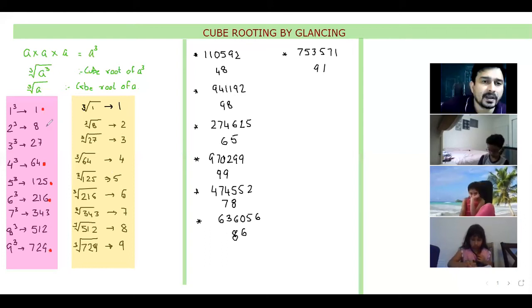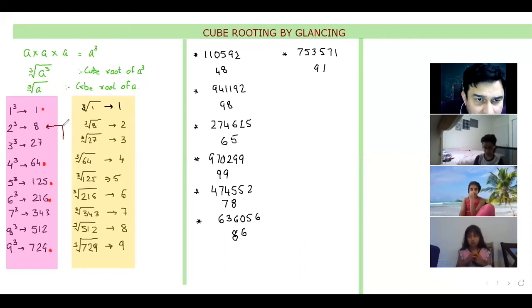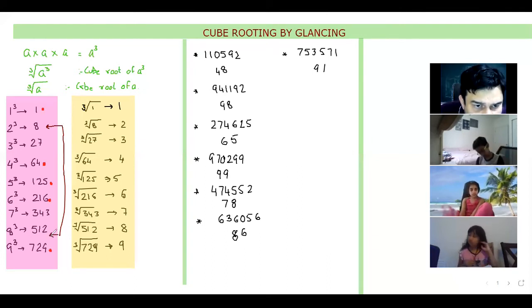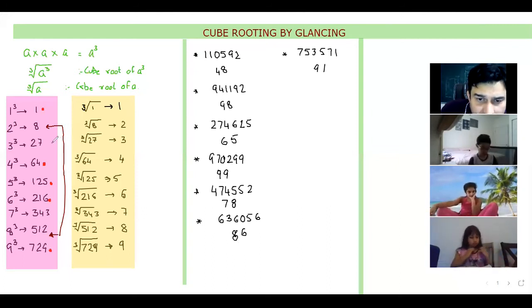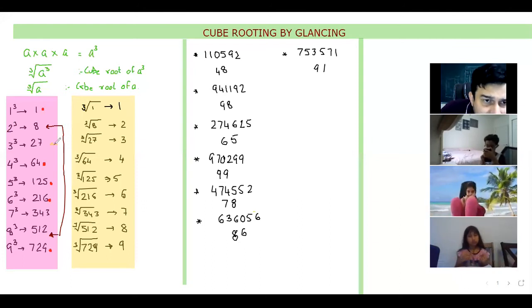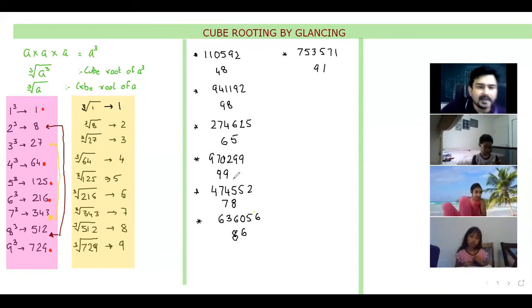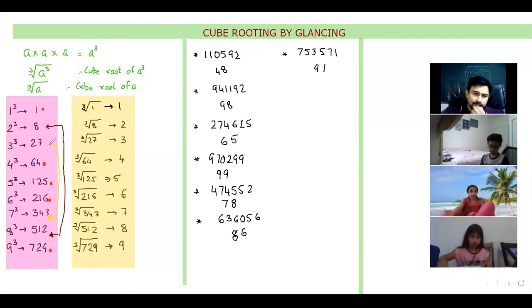Now, look here. This 8 is ending with its best friend 2. And 2 is ending with best friend 8. Now, in the similar way, 7 is ending in 3 and 3 is ending in 7. Right? So this will help us in knowing the cube root.